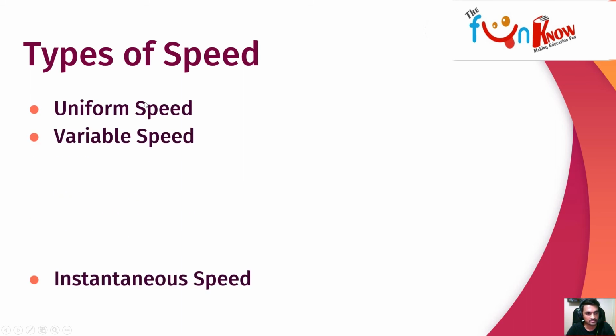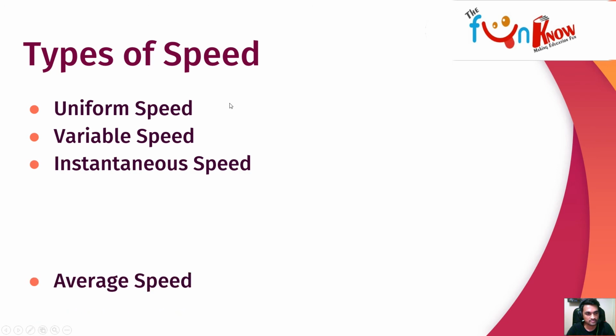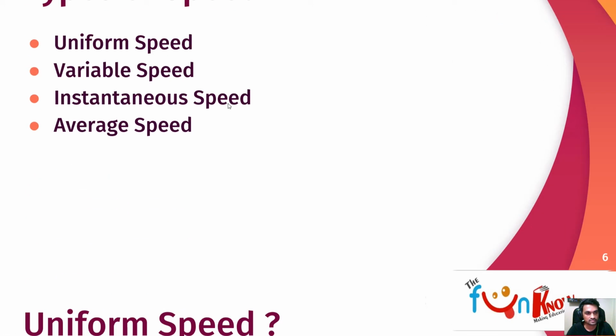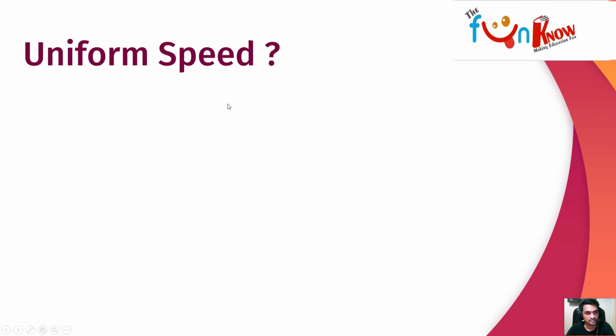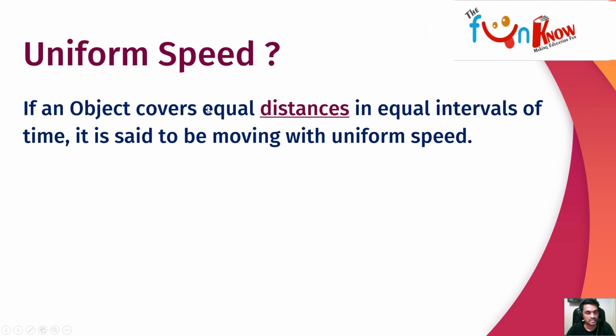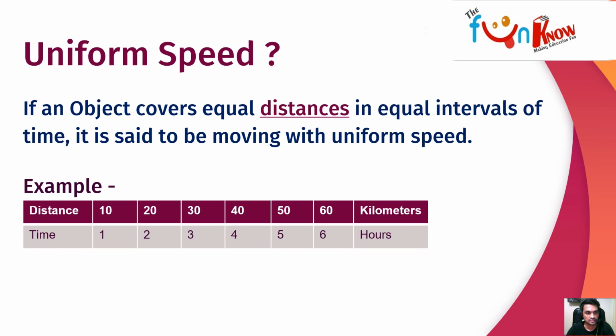The types of speed are uniform speed, variable speed, instantaneous speed, and average speed. Let's start with uniform speed. If an object covers equal distance in equal interval of time, it is said to be moving with uniform speed.